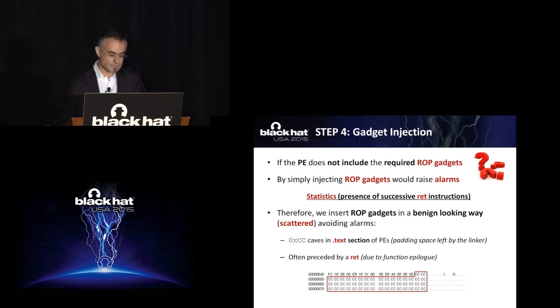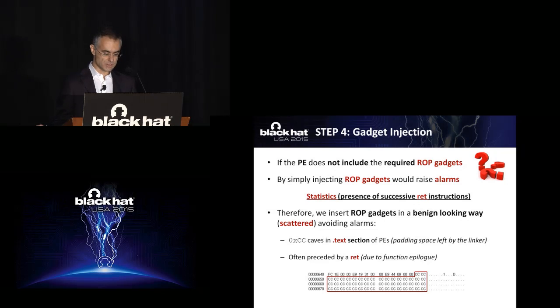Now, what happens if the portable execution does not include the required ROP gadget? If we simply put the ROP gadget, this will raise an alarm because of statistics. We have sequential return instructions. So we want our tool to insert ROP gadgets in a benign looking way, which means scattered.